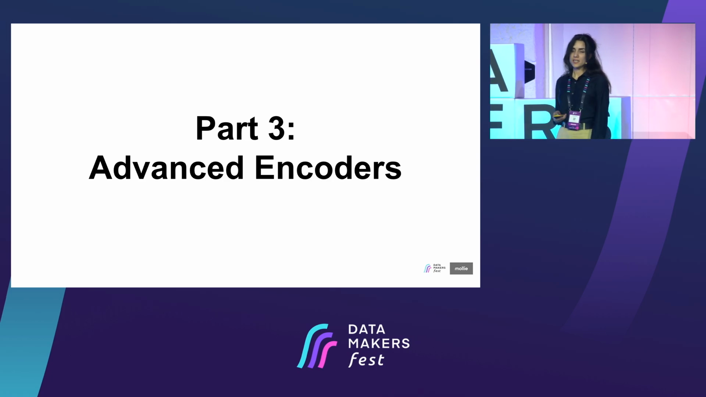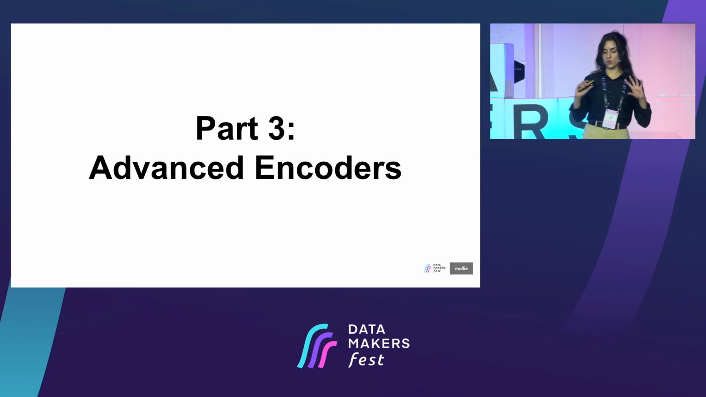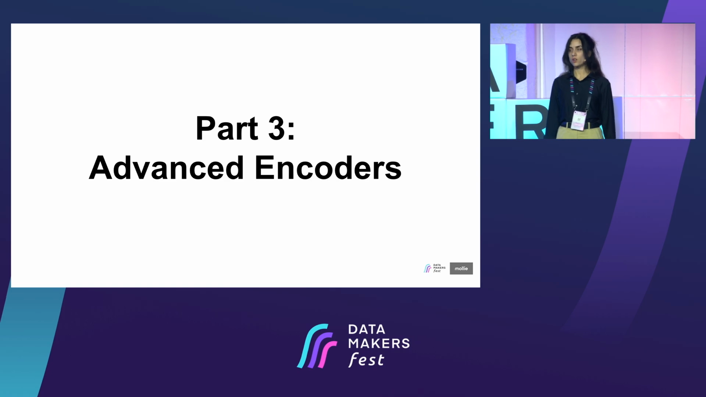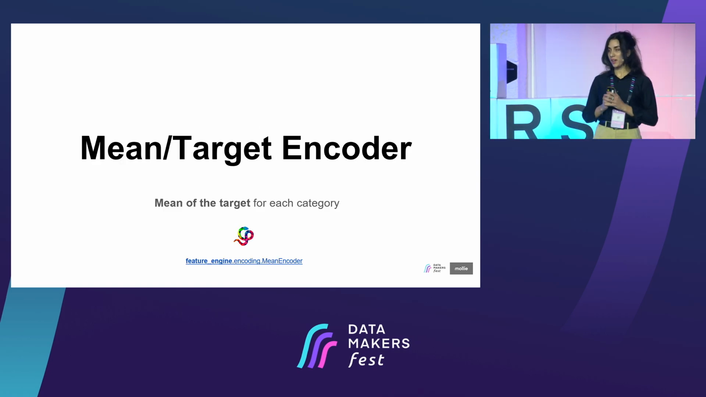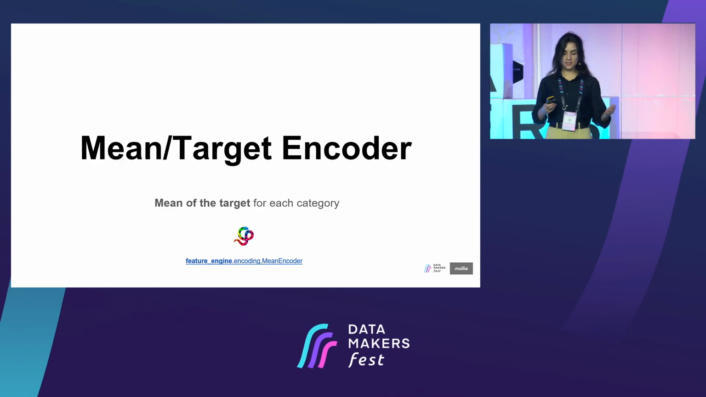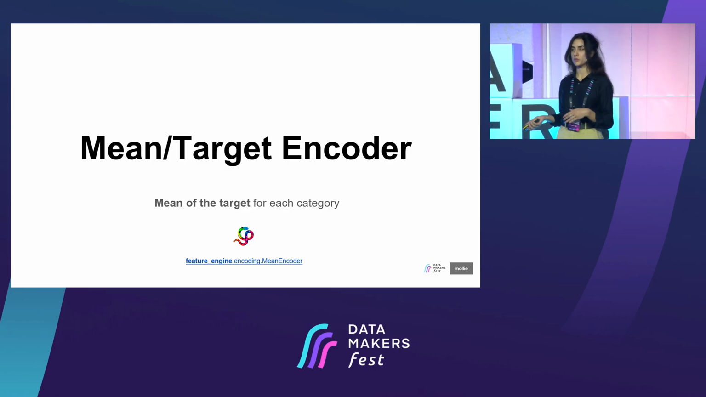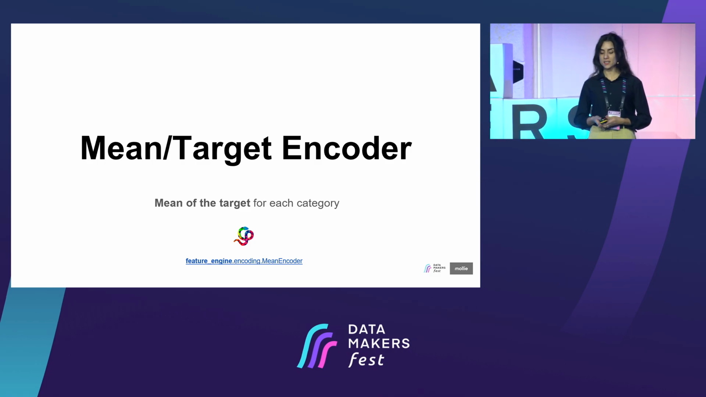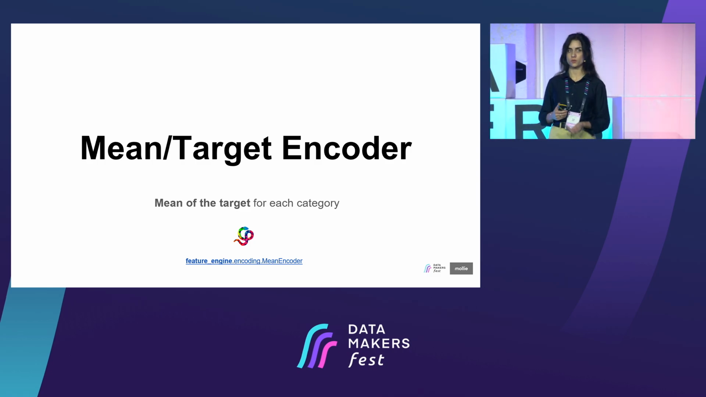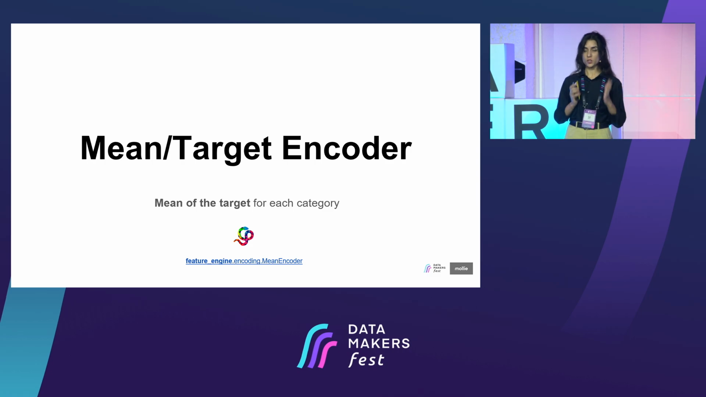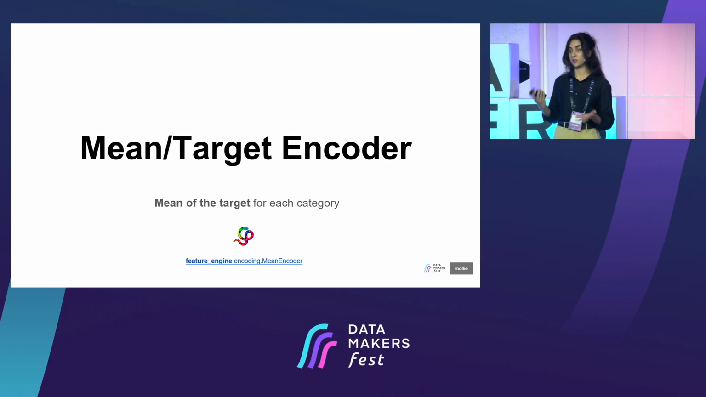So that concludes the second part, and we're moving to the last part, the advanced encoders. We have 3 of them, and these are very interesting to see. And the biggest difference between what we saw so far and what we're seeing here is that these encoders don't only use information from the feature itself, they also use information from the target.